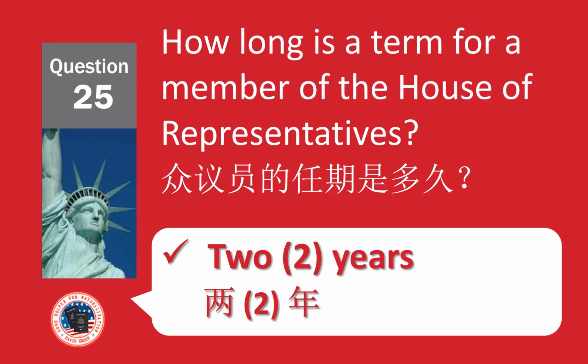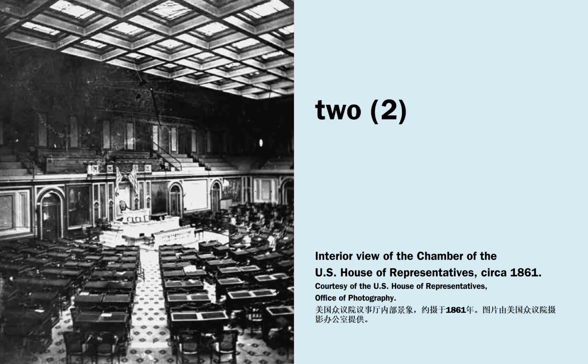How long is a term for a member of the House of Representatives? 2 years. How long is a term for a member of the House of Representatives? 2 years.